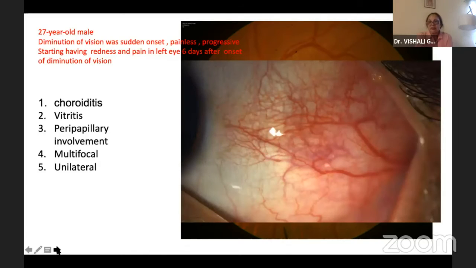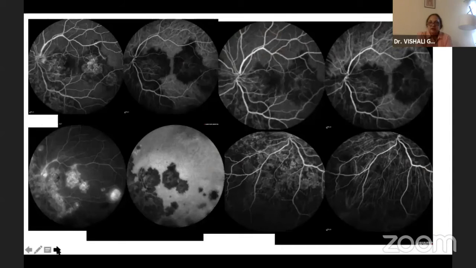Now, what is that episode of pain? He has a component of scleritis to it. Now, scleritis with choroiditis, multifocal choroiditis, vitritis, scleritis, you tend to think more about infective than non-infective, and TB will top the list. So we do the ICG fluorescein just to document the activity and the lesion and the extent.